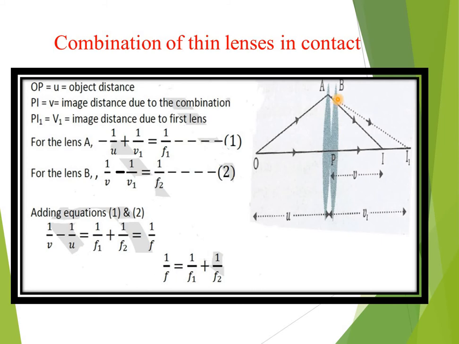Here the thin lenses are taken, so we are considering all the distances from the common optical center. Now we apply the thin lens formula for both the lenses, and then we try to find a relation between the focal lengths, and we try to consider the combination as a single lens. So first of all, we apply the formula for lens A.